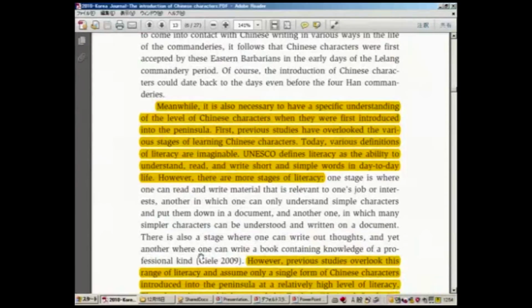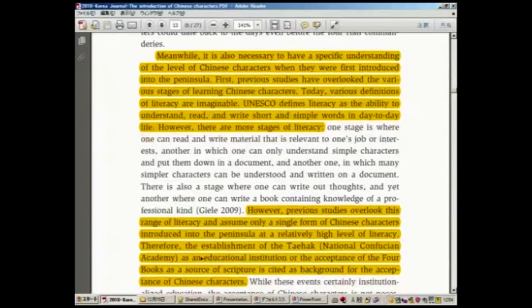Meanwhile, it is also necessary to have a specific understanding of the level of Chinese characters when they were first introduced into Peninsula. First, the previous studies have overlooked the various stages of learning Chinese characters. As you know well, today, various definitions of literacy are imaginable. UNESCO defines literacy as the ability to understand, read, and write in short and simple words in day-to-day life. However, there are so many stages of literacy. For example, the highest level is to understand and write down the very highest knowledge of philosophy. But the lowest one is just to write down a very simple word, very simple characters.